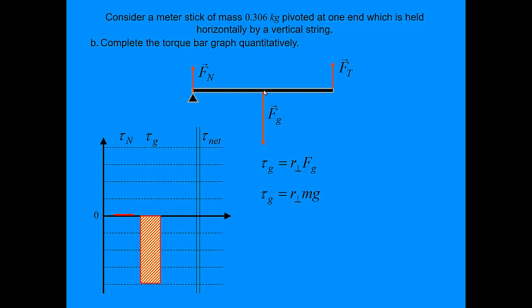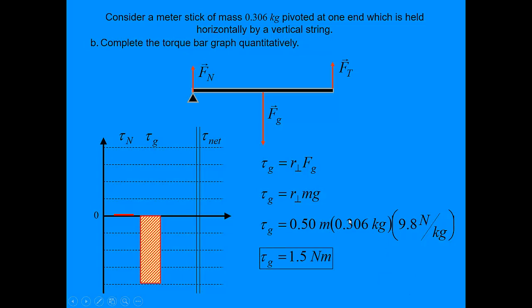The center of gravity in a meter stick would be where? Right in the center, which is how far from the edge? Half a meter. With me there? So our lever arm for the force of gravity is a half a meter. Our mass is 0.306 kilograms. And assuming we are on Earth, our gravitational field strength is our old friend 9.8 newtons per kilogram. Note the kilograms cancel, and we're left with Newton meters of torque. And because I picked a very special number for the mass, we end up with a very nice round 1.5 Newton meters. Now that's the magnitude of the torque, right? The actual torque is a negative 1.5 Newton meters.